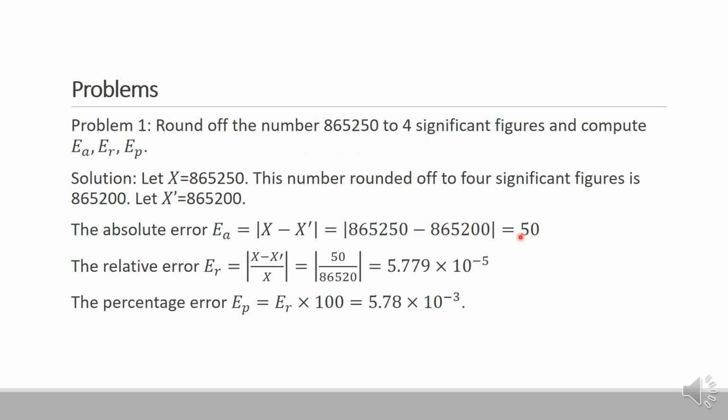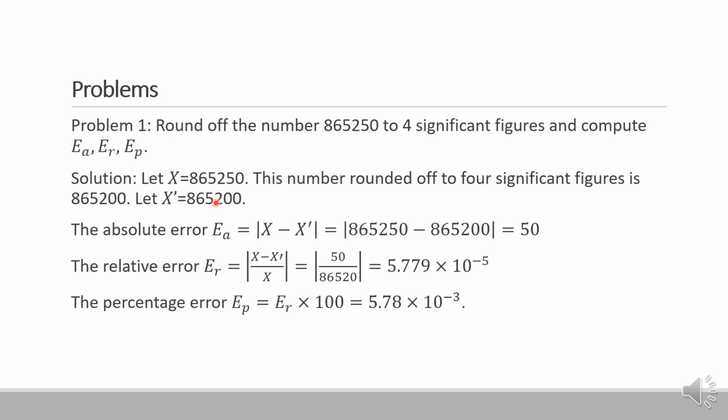We will see some examples here. Round off the number 865250 to 4 significant figures and compute all the 3 errors, that is absolute, relative and percentage error. So we round off this number to 4 significant figures, and when you do that you have to retain the digits 8652. Here 5 is exactly half and 2 is an even number, so leave it unchanged. So the approximate number after rounding, which we denote as x dash, will be 865200. So this is our x and this is x dash.